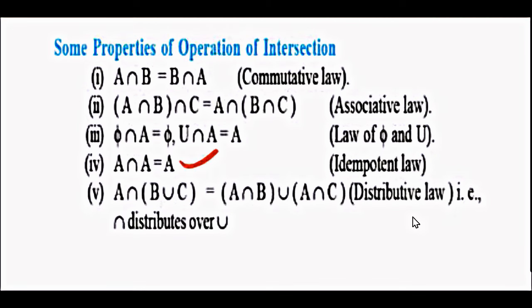There is one more important thing, which is the distributive law. This intersection is distributive over union. That means that A intersection (B union C) is exactly equal to (A intersection B) union (A intersection C).